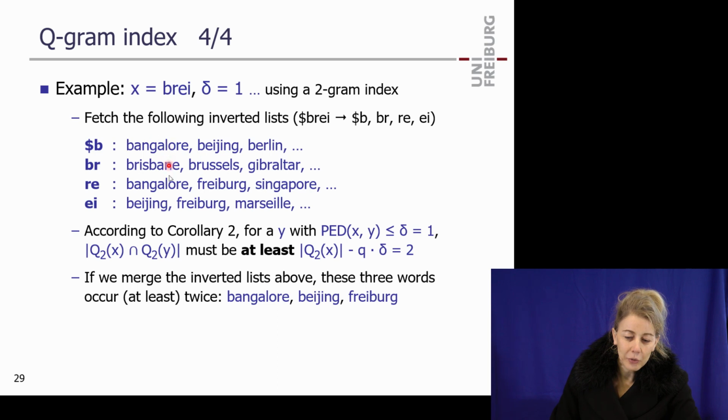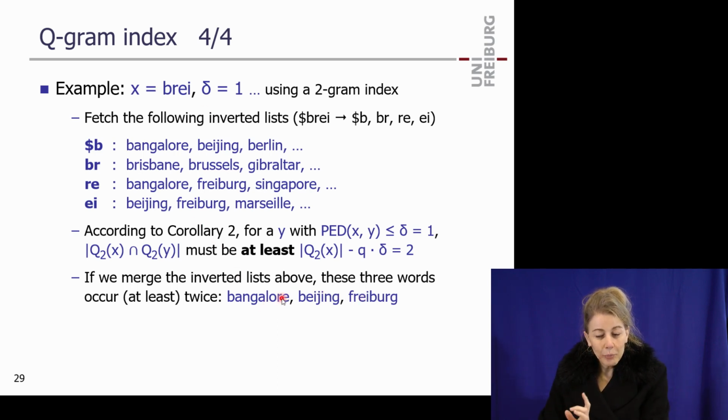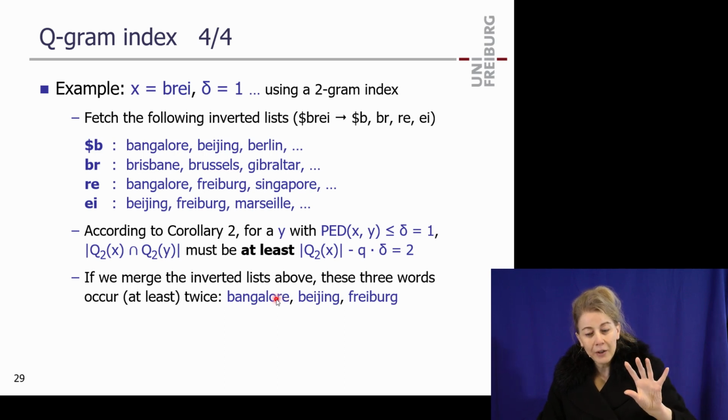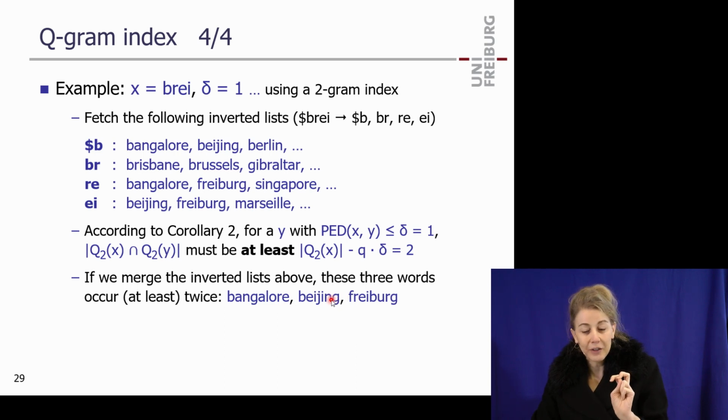And which words occur twice here? It's Bangalore. Why? Because it shares 2 grams with X. Beijing, because it shares 2 grams with X. And Freiburg. Only these 2 have 2 grams, and by our lemma we know that we don't have to look at the others because they don't have enough 2 grams in common with my X. So these 3 are left, but I'm not done. That's the one-sided thing. I know one-sided in the sense all the other words, I don't have to look at them anymore. There's no way the prefix edit distance can be 1 or less. For these, I have to check. It's not guaranteed yet that the prefix edit distance is at most 1.